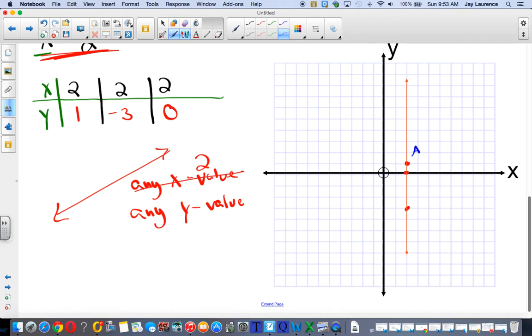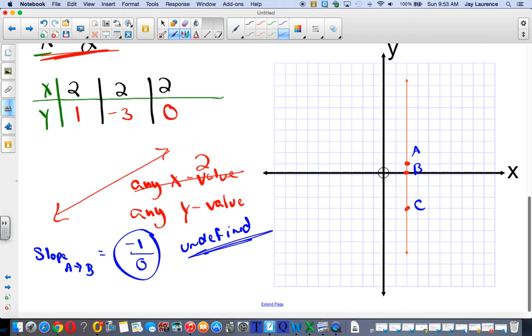Okay, let's call this point A, point B, and point C. Now let's figure out the slope from point A to point B. Okay, so my rise would be -1 because I'm going down 1. My run would be 0. Oh, what's this? It's undefined, right? We can't ever divide by 0. That's why there's no slope.